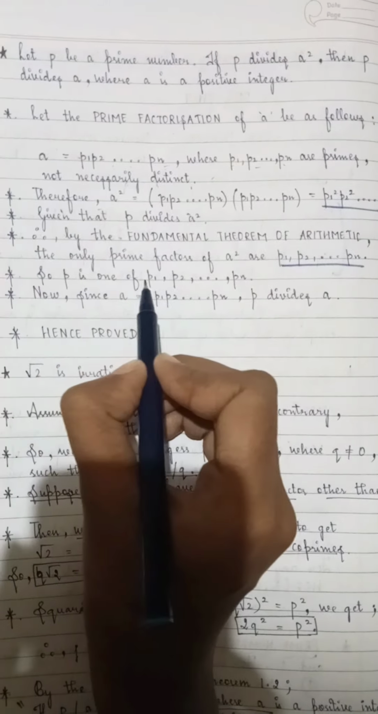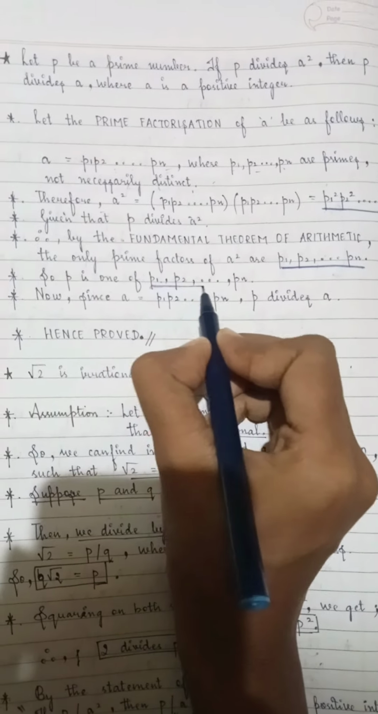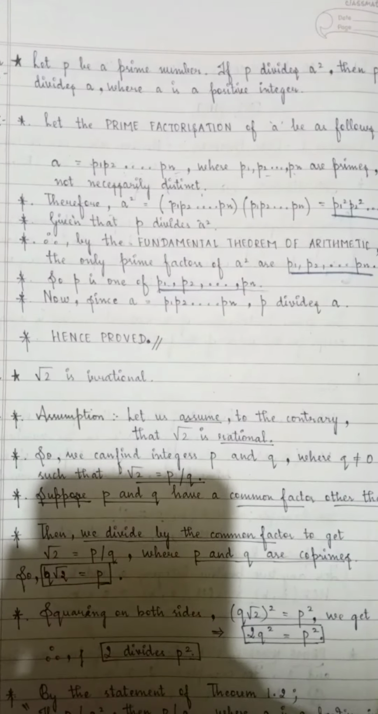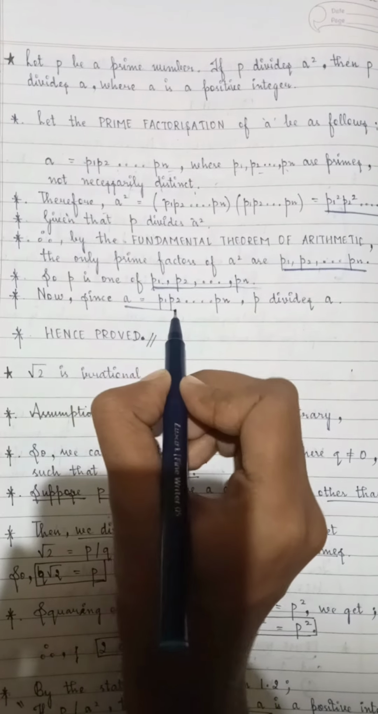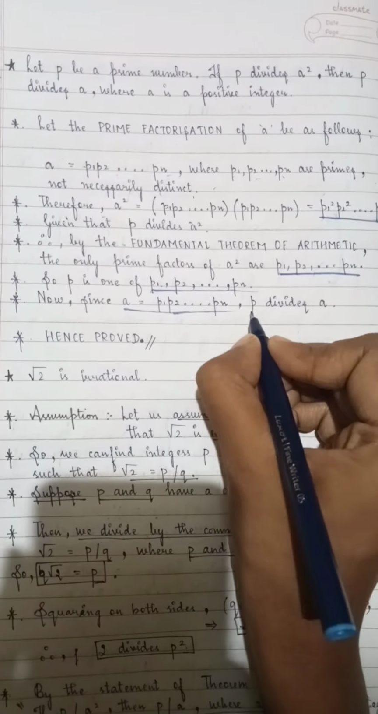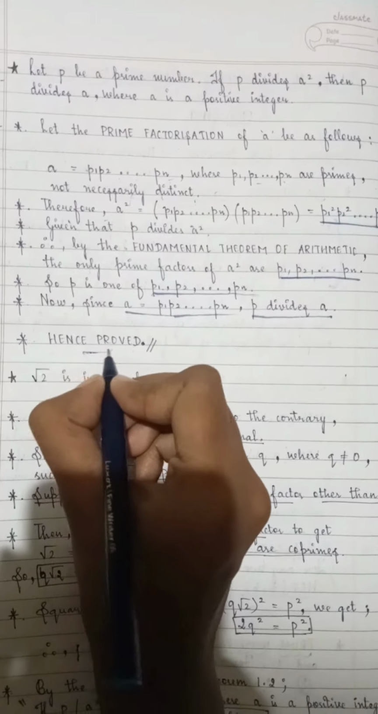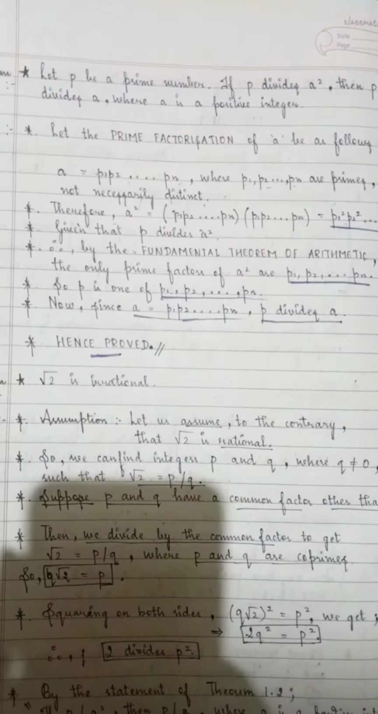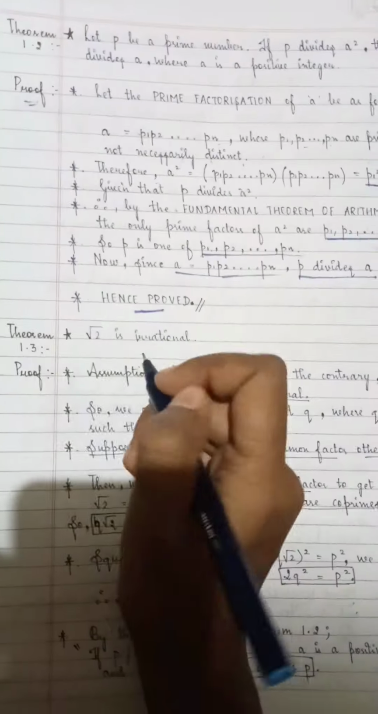So, P is one among P1, P2 up to Pn. Now, since A is equal to P1, P2 up to Pn, we can say that P divides A. Hence, we have proved the statement. So, hence proved.